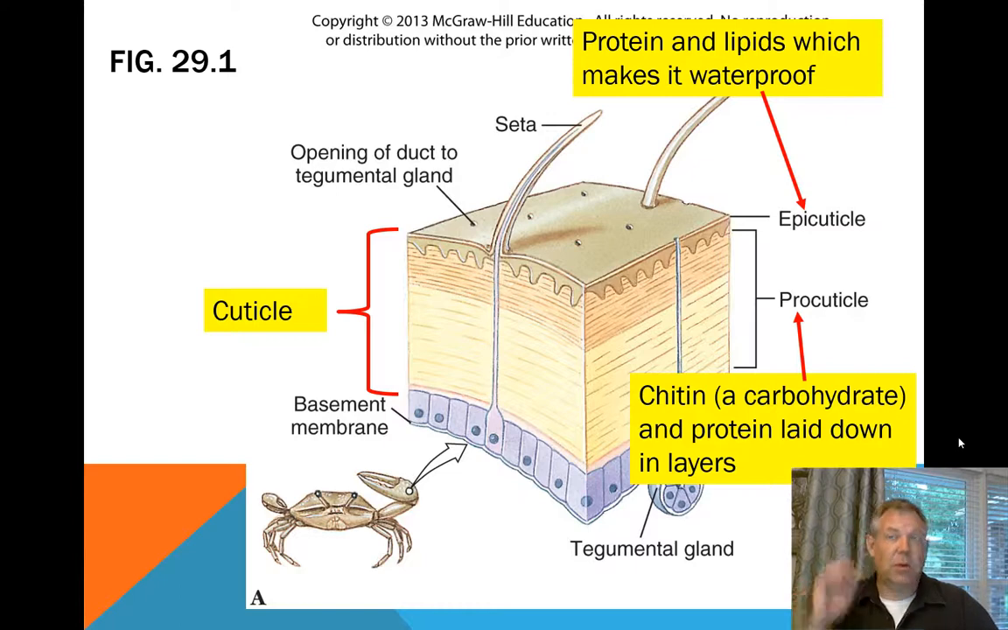And these vary by their composition. The epicuticle has mostly protein and lipid in it. And of course, lipids are hydrophobic, so this protein-lipid layer tends to make it waterproof. The procuticle, which is thicker and is the middle layer, is where you're going to find mostly chitin, which, remember, is a structural carbohydrate. We talked about chitin before, and also protein. And then this is laid down in layers to make that inner part of the cuticle.